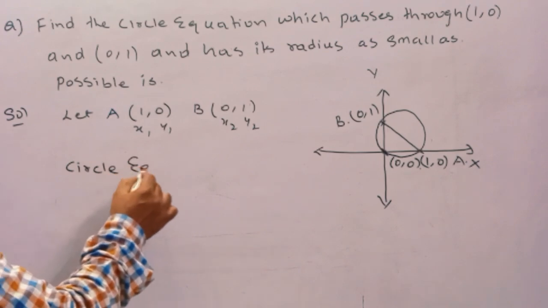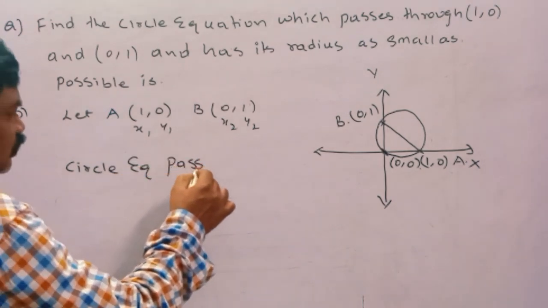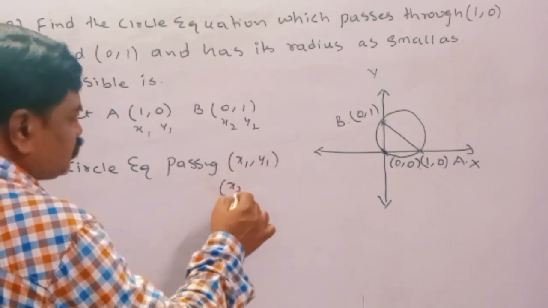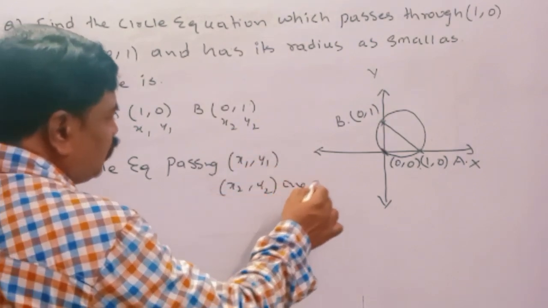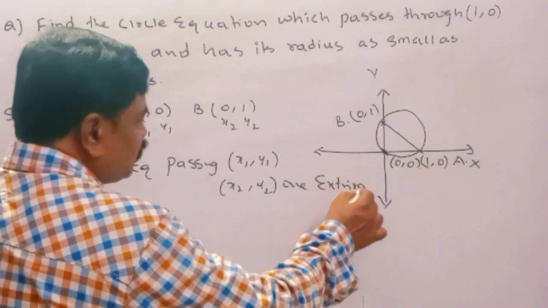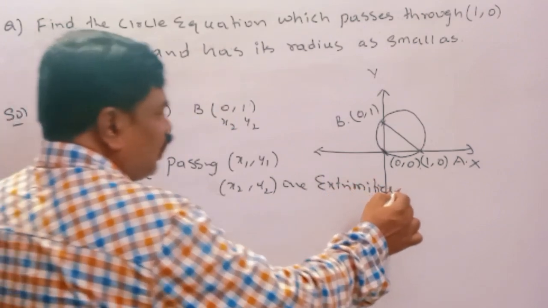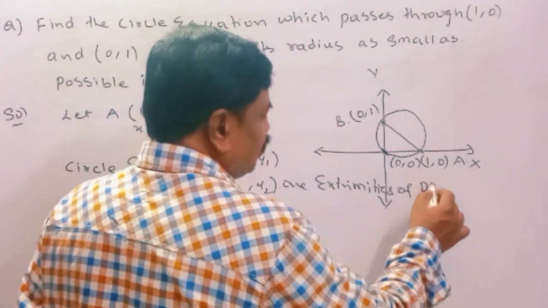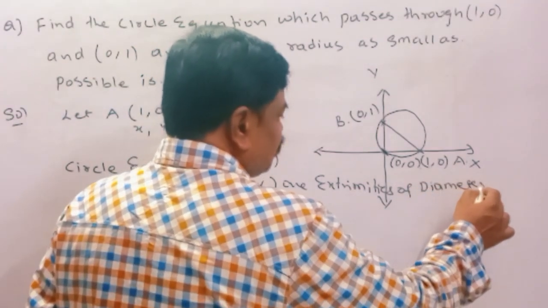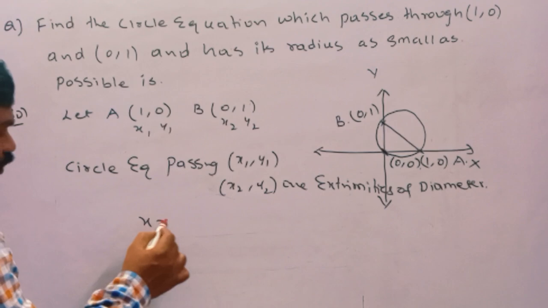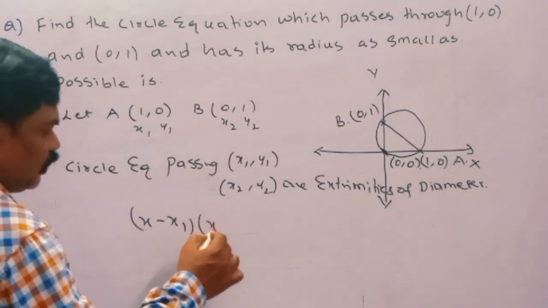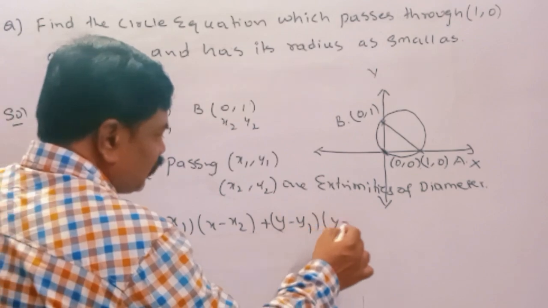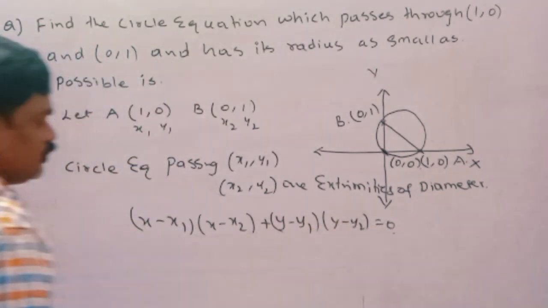Circle equation passing through (x1, y1) and (x2, y2), which are extremities of the diameter. Then what is the circle equation? (x minus x1)(x minus x2) plus (y minus y1)(y minus y2) equal to 0.